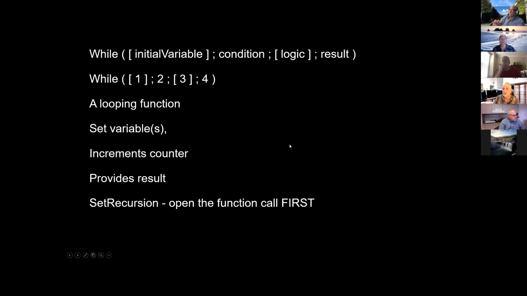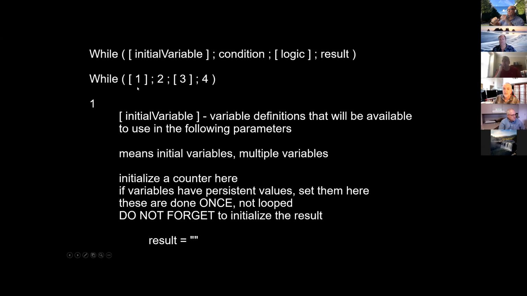Good. So it's a 4-part function. The first part, initial variable, and literally this is quoted from the FileMaker website: variable definitions that will be available to use in the following parameters. It means initial variables, but it can include multiple variables. This is where you initialize your counter, whatever you're going to call it, as a parameter.